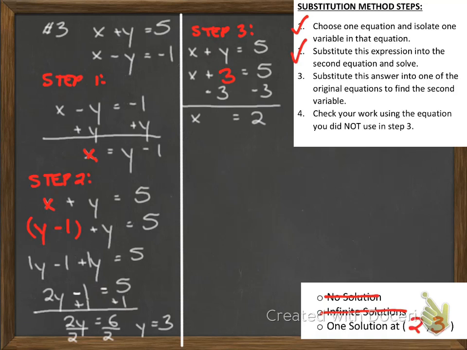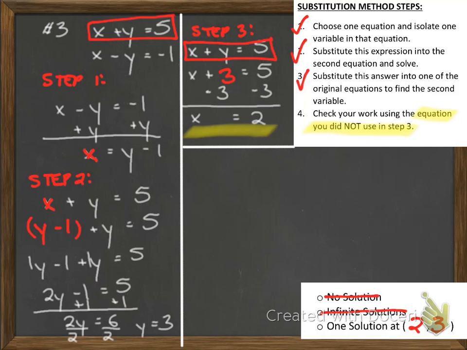Okay? But before I leave, I want to check my work by substituting these two values, x equals 2 and y equals 3, into the other equation. Remember, it says use the equation you did not use in step 3. Well, what equation were we using in step 3? In step 3, we used the equation x plus y equals 5, right here. So we can't use that equation again. We have to use the other equation, which is x minus y equals negative 1.